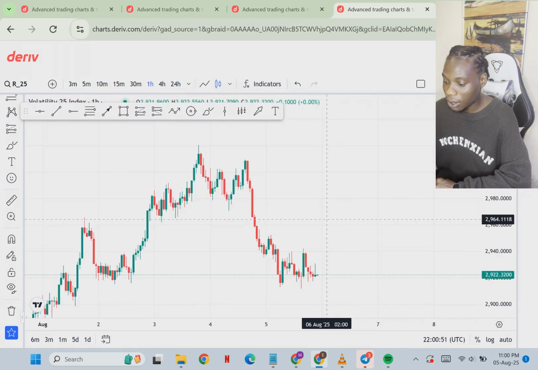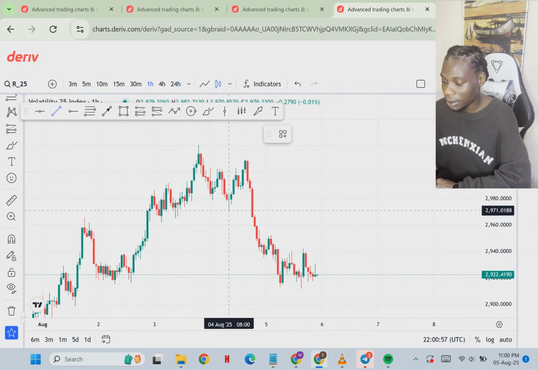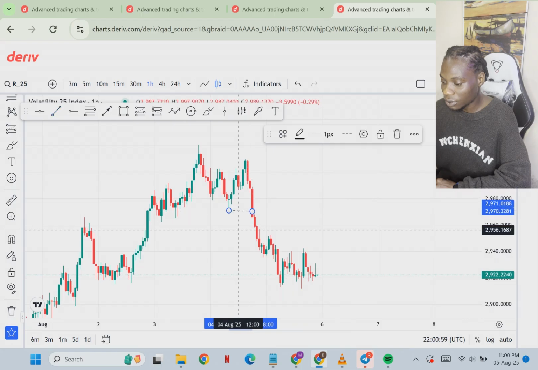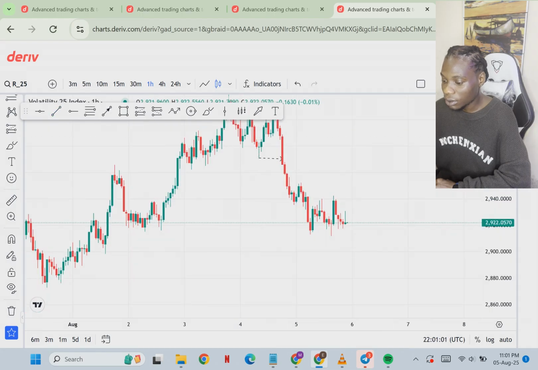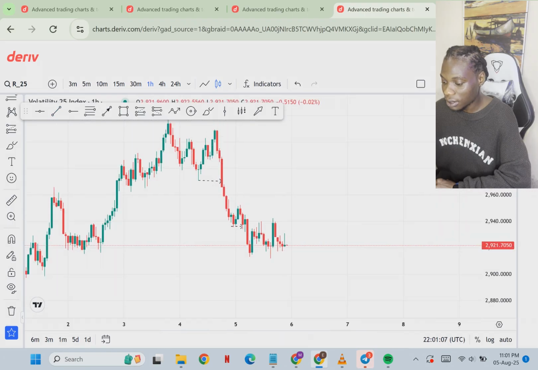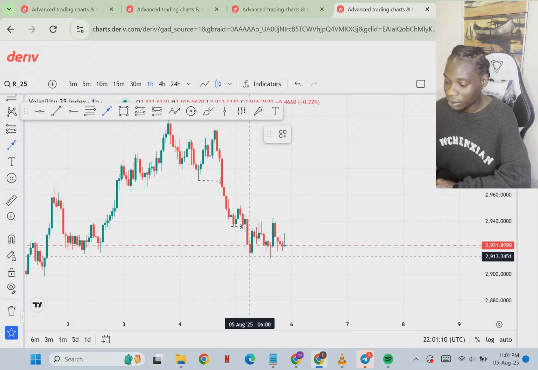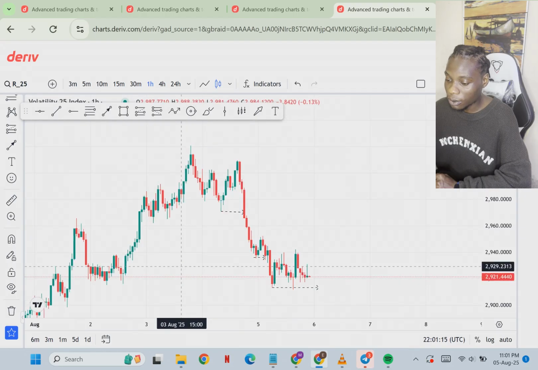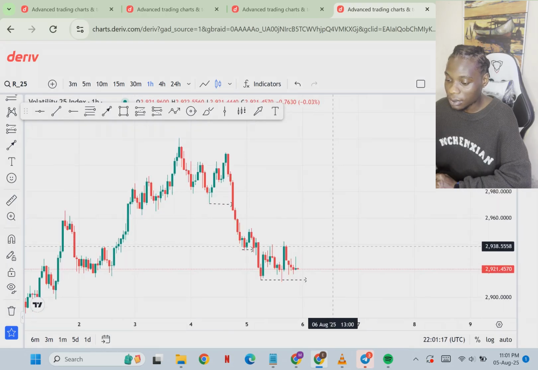So we start our markup whereby we get our BOS there to the downside. Then we have this internal break of structure, but initially I will avoid this chart, because you can see there's no clear movement on this chart because the volume is very low. But the concept of supply and demand is something like this.